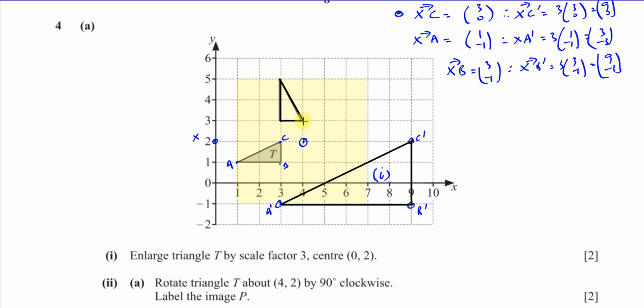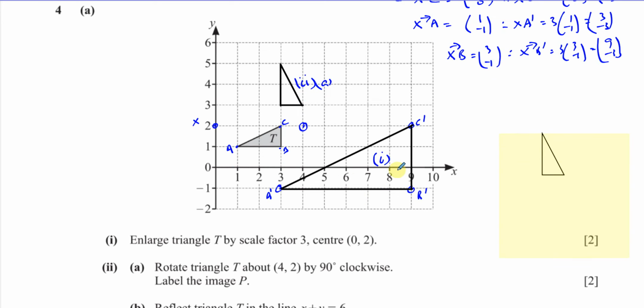Okay, and you would take the tracing paper off and you would just draw the triangle there. And there we have it. That's part 2. That's 2 part A. Okay, so 1 done, 2 part A done.